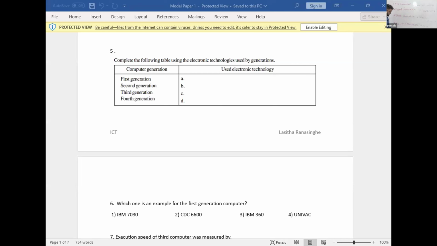So the speed of this, if we take the speed, right?